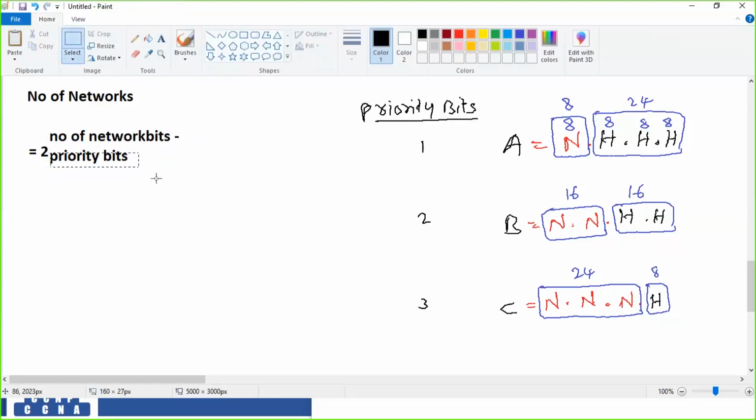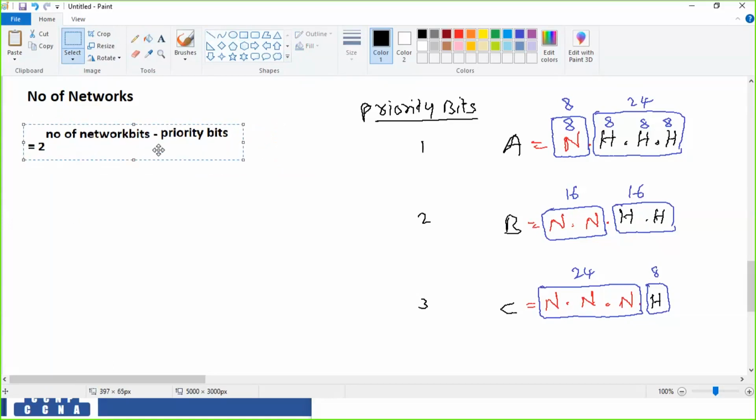2 power number of network bits minus priority bit. Just keep in mind this formula: 2 power number of network bits minus priority bits.